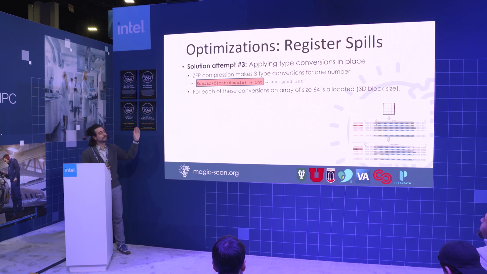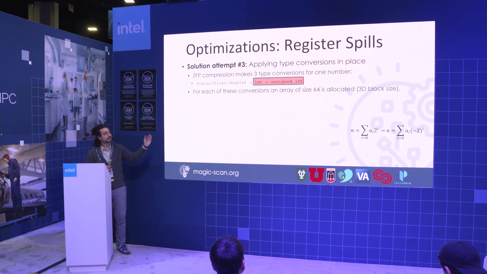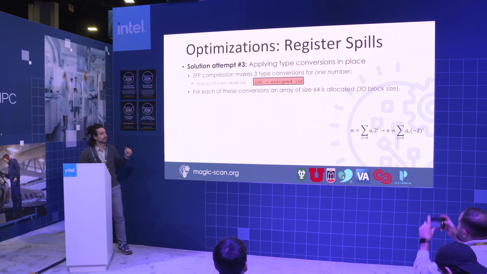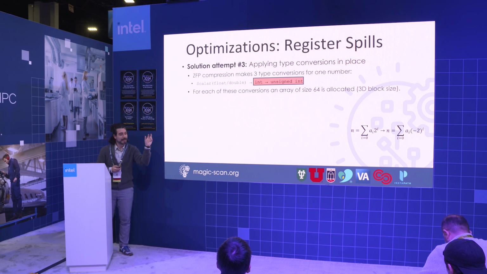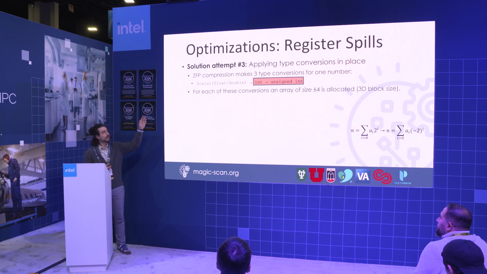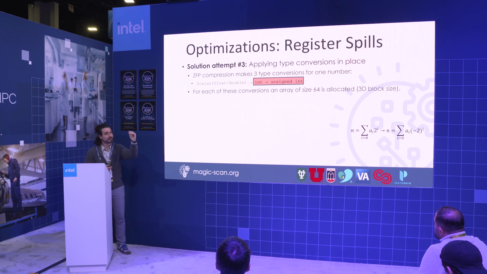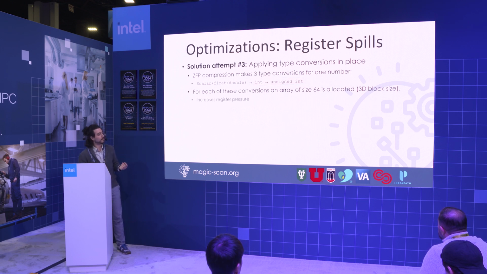And then there is a signed integer to negabinary conversion in step 5, if you remember from the earlier slides. This is another conversion. This happens on a per block basis. Each of these conversions is stored in separate arrays of size 64. This also contributes to the register pressure problem.